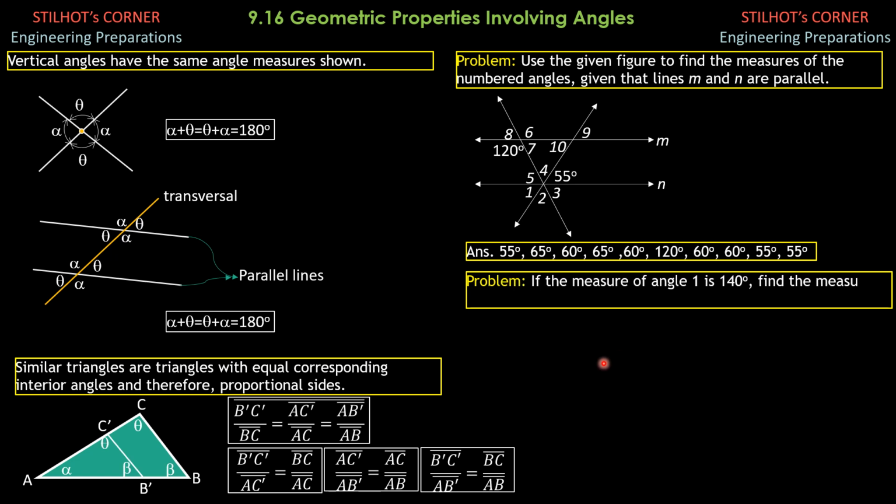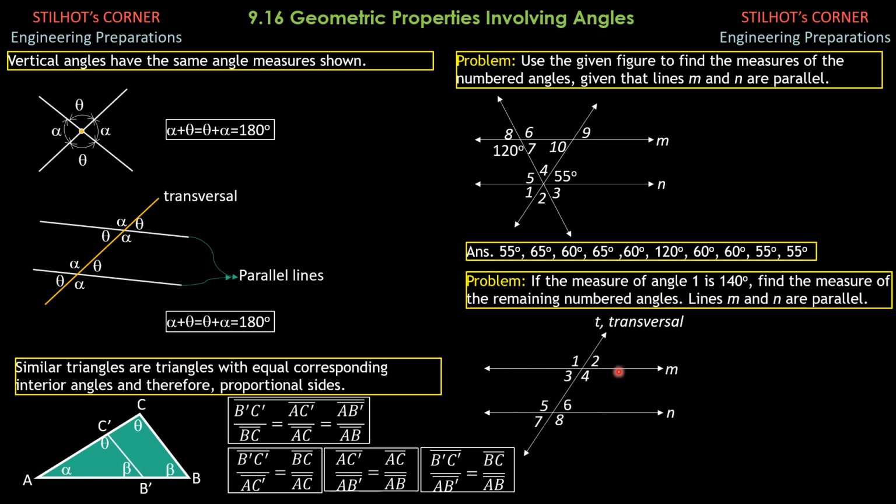Then, if the measure of angle 1 is 140 degrees, find the measure of the remaining numbered angles. Lines M and N are parallel. So here is the given figure. If angle 1 is 140 degrees, then that is equal to angle 4. Since we have a transversal and these two lines are parallel, angle 1 is also equal to angle 5, and angle 5 is equal to angle 8.